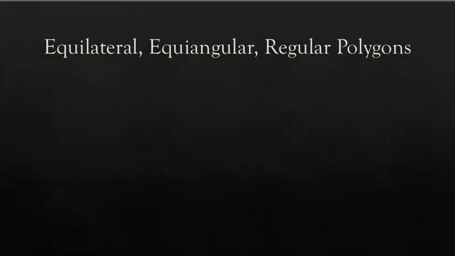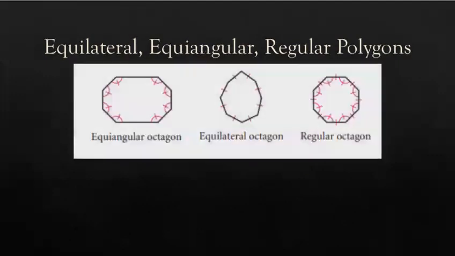Let's talk about equilateral, equiangular, and regular polygons. So these are all octagons. They all have 8 sides. This one is equiangular, this one's equilateral, and this one's a regular octagon. What do you notice about the equilateral octagon? It has these markings on each side. It has 8 identical markings. That means that all 8 sides have the same length. So an equilateral polygon means that all sides have the same length.